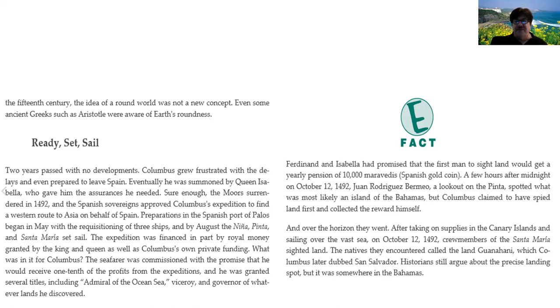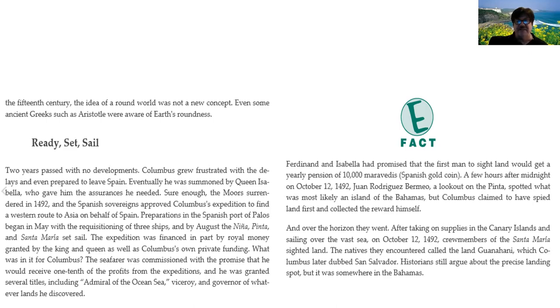Next, a few hours after midnight on October 12th, 1492, Juan Rodriguez Bermeo, a lookout on the Pinta, spotted what was most likely an island off the Bahamas. So like I told you earlier, he came into what is now the Caribbean area. That's where he arrived first. And the Bahamas is in the Caribbean. But Columbus claimed to have spied land first and collected the reward himself. So that's the usual thing. A lower worker claims something or actually does something, but the boss or supervisor takes the credit. So you can see here with Columbus, it's no difference, right? Okay.